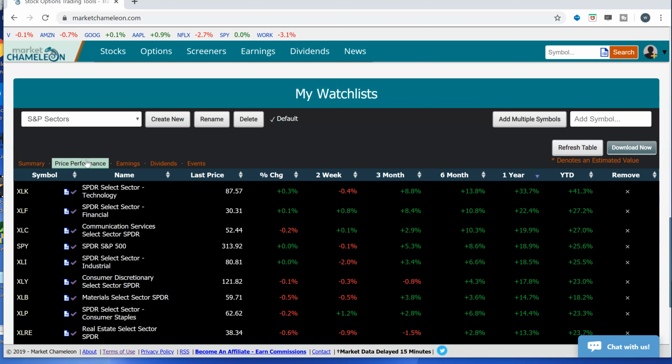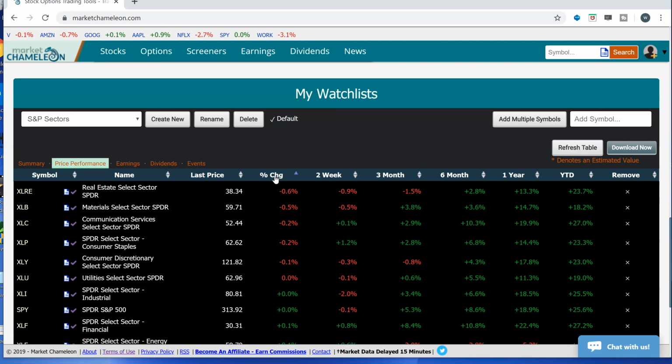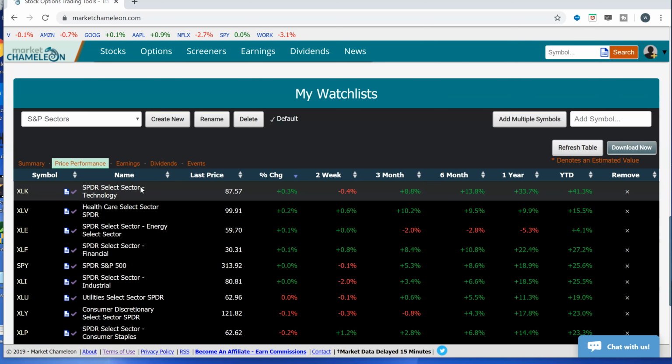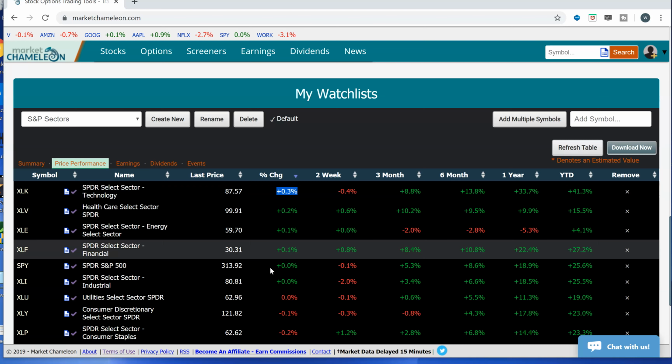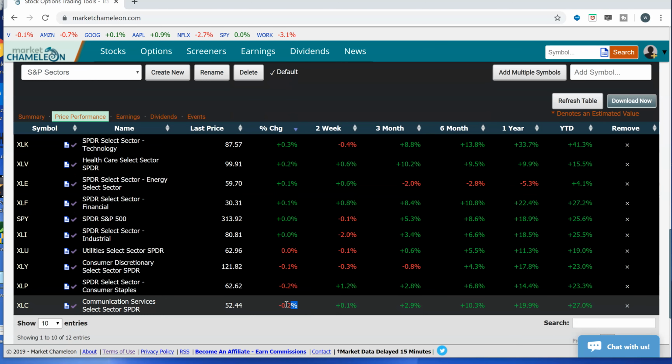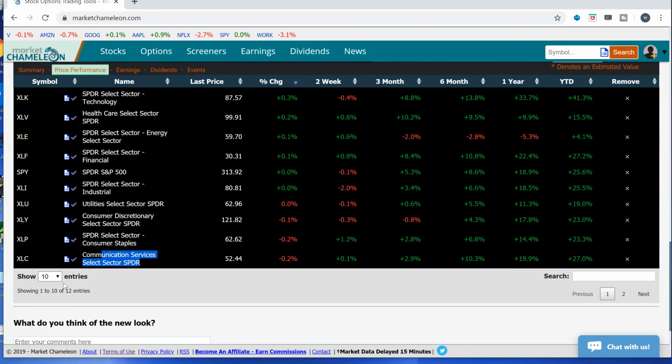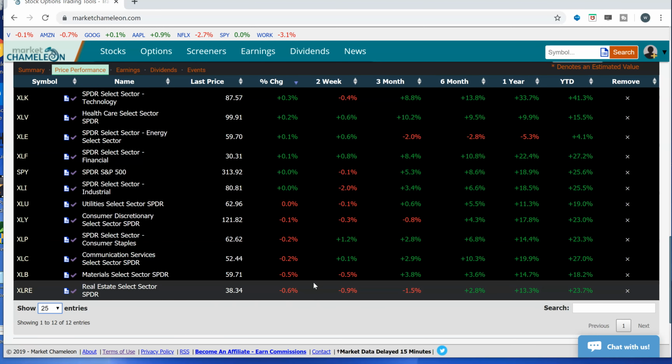And what I'll do is, for example, just see what the price performance is today, which ones are underperforming, which ones are overperforming. So today, technology is doing relatively well to the other sectors, and as we can see here, the communication service sector is underperforming. Let me just expand that to show all. Actually, the real estate sector is underperforming the rest of them.